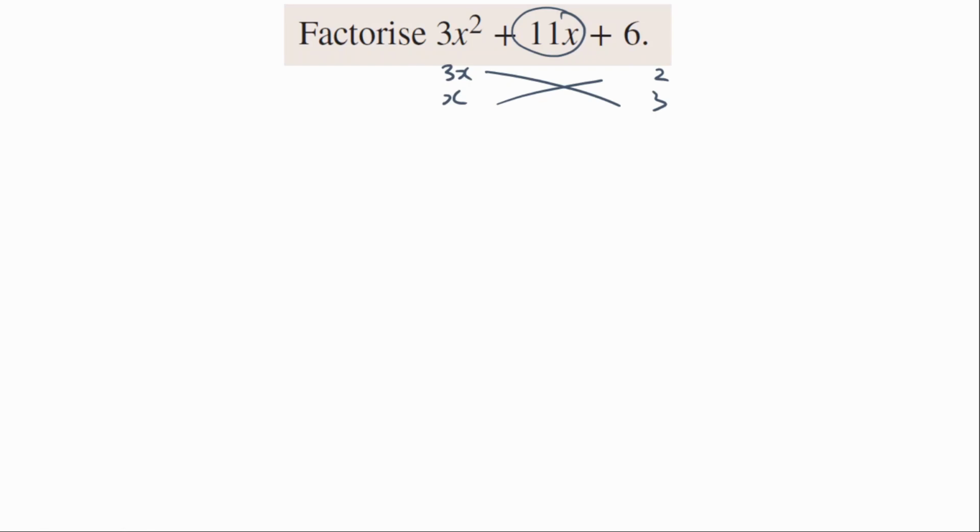This may seem like a long process, but don't worry, over time you'll kind of get an idea of what factors we will be using. So in the future, straight away, you should be able to tell that we'll be using 3 and 2. You just might have to flip them once.